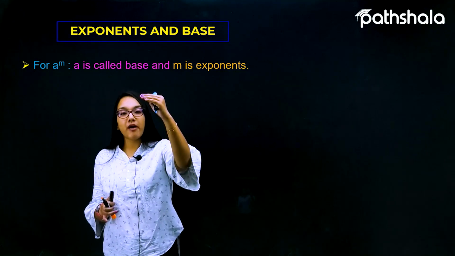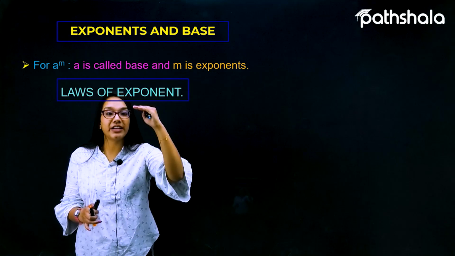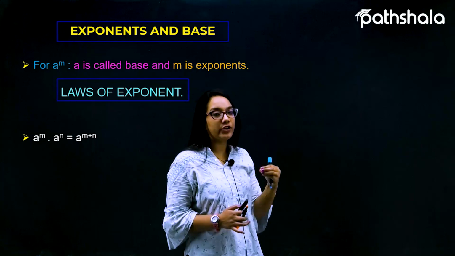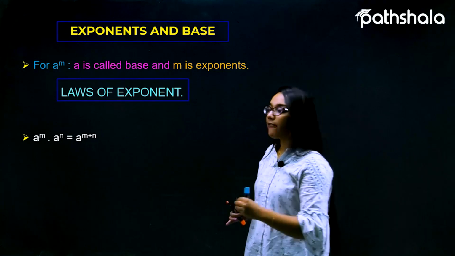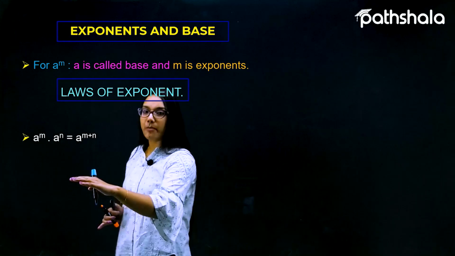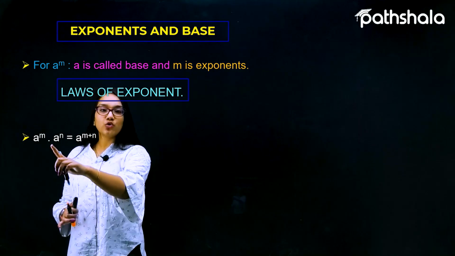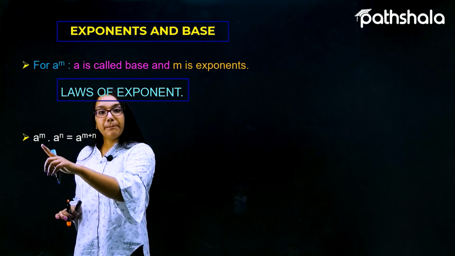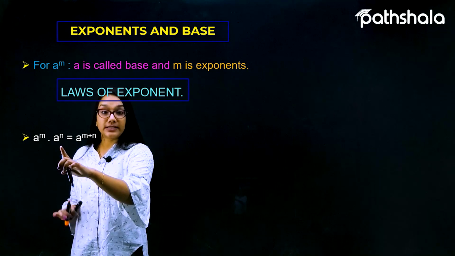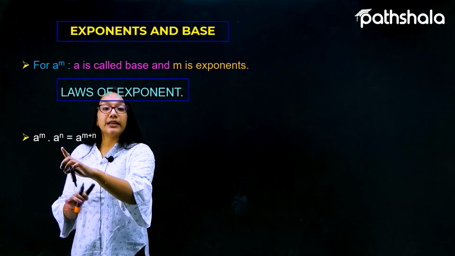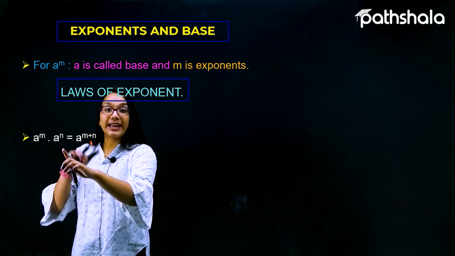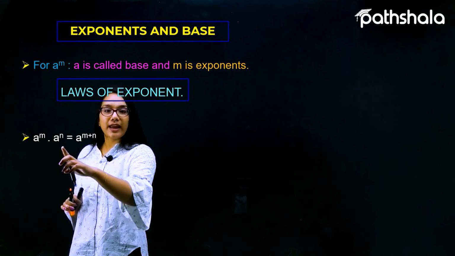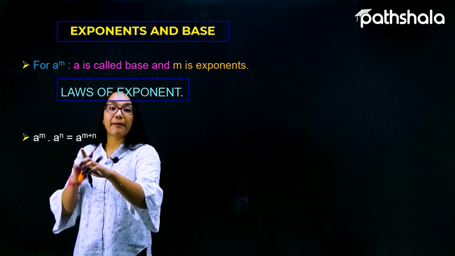For the a raised to the power m representation, there are various laws. What are those laws? Let us talk about the very first law, which says that if we have a raised to the power m into a raised to the power n, where the bases are the same, the base over here is a and the base over here is a. Whenever the bases are the same, then the powers or the exponents get added with each other. It means that a raised to the power m times a raised to the power n is a raised to the power m plus n.